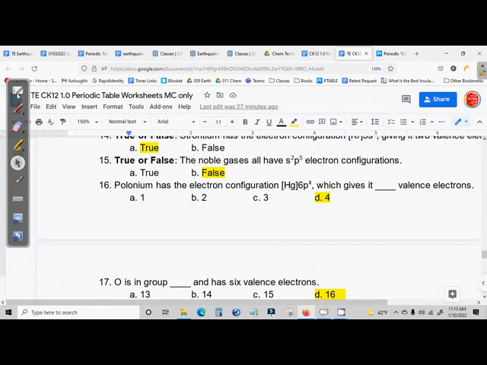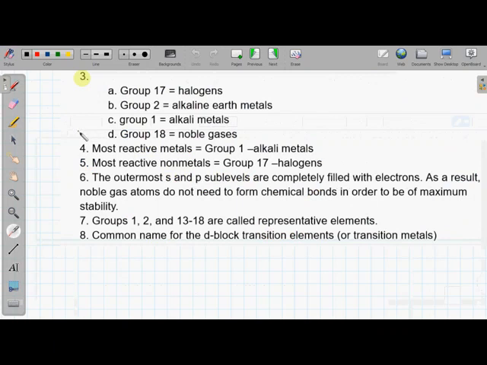Now, let's see here. Where was I? So the question for number 6 was, why are the noble gases so stable? And that's why. Because their S and P sublevels are full. The representative elements are groups 1, 2, 13, 14, 15, 16, 17, 18. Okay. Common name for the D block is transition elements or transition metals. Some textbooks say transition elements, some textbooks say transition metals.